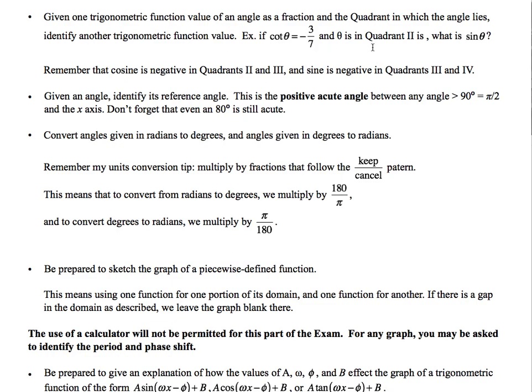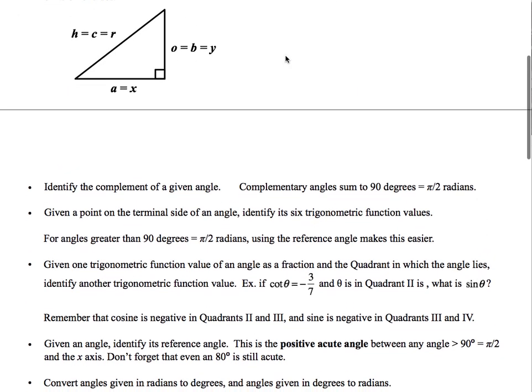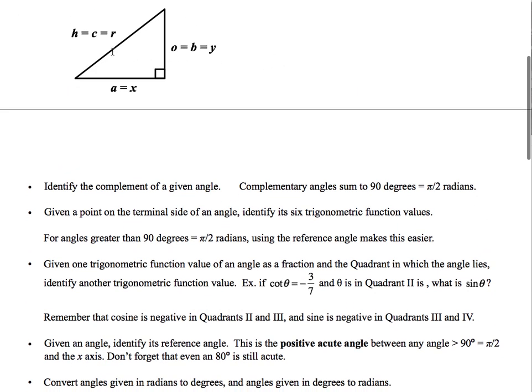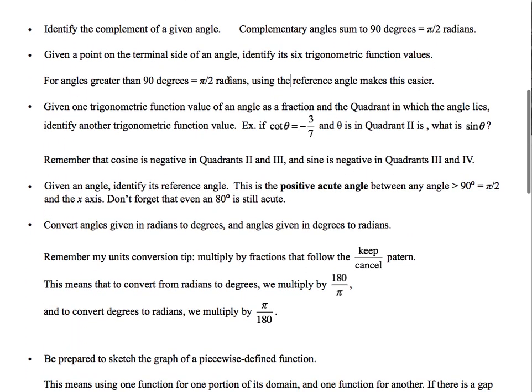Because this angle is in quadrant 2, the sine is going to be negative, and that's why cotangent is negative here. It's the sine over the cosine, and you can use those ratios: the x over r, the y over r, the y over x, and the x over y to determine that other function value.